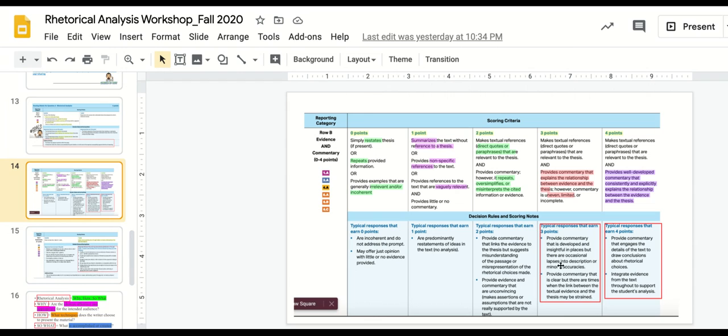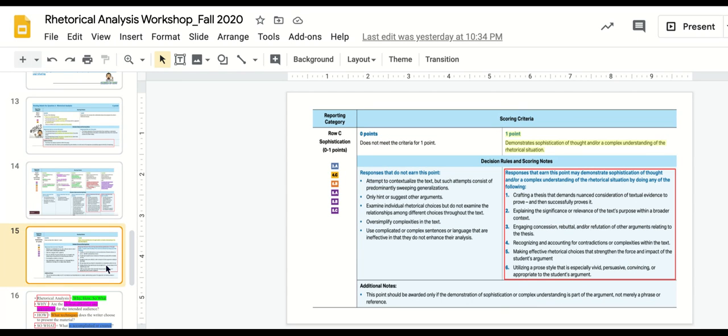It provides commentary that is developed and insightful. And then for a 4, it provides commentary that engages the details of the text and draws conclusions about the rhetorical choices. But it integrates evidence from the text to support your analysis. So that gets you into that range of 3 or 4. It's consistent. It explains the relationship between evidence and the thesis, and it is consistent. Okay. Again, you're not writing a summary. This is your reasoning. Now, they're going to look at sophistication.